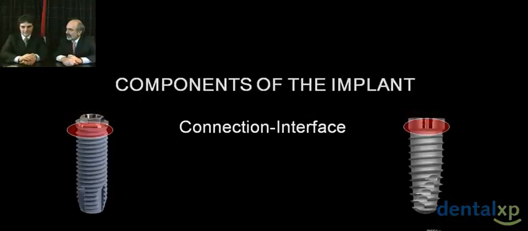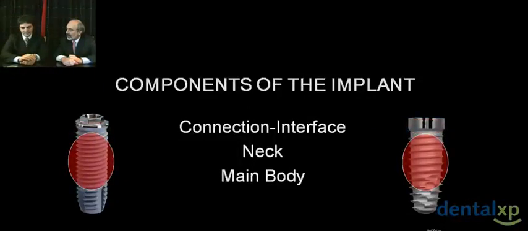Then we have the neck. The neck of the implant is also very important from a biomechanical point of view, because this part is the one that goes into the bone, and this is the weakest part of the bone and the implants. So it's very important that the design of the neck can introduce some concept of how to preserve the bone at the crest. And the main part of the implant is the body. The body can be straight or taper, whatever you can see on the market. And this is responsible for transferring the major part of the load to the bone. And then the apex is also very important for the placement of the implant.